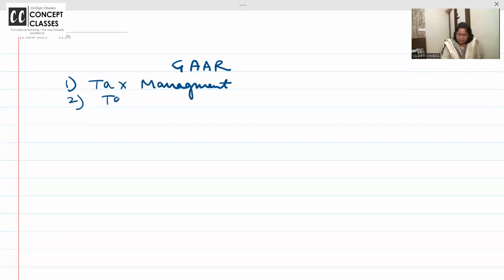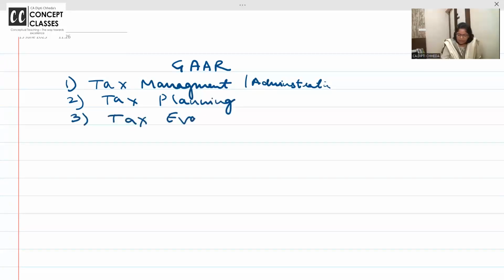As we start today's topic GAAR, we should understand a few things at the base level: this topic is attached with one more topic which is talking about many things. I'm giving you the gist and then you can study in detail. One concept which we study from our CA Inter or CMA Inter is tax management or administration, tax planning, tax evasion, and tax avoidance.